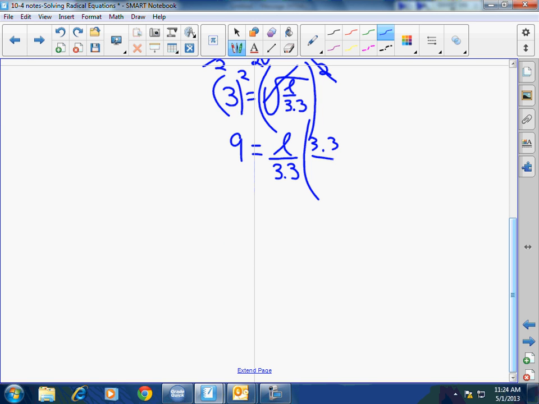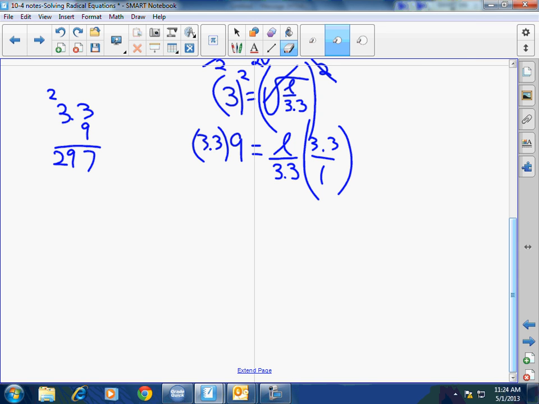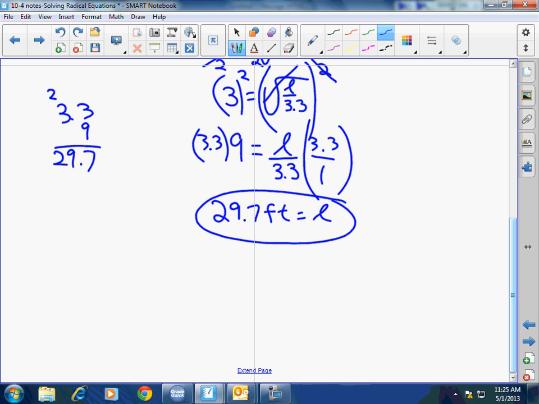Multiply 3.3 to both sides. Very good, gentlemen. And 3.3 times 9, you got a 72. Oh, that's it. There's only one decimal, boom. So I got 29.7 feet equals L. Gotta have labels, my brothers. Gotta have labels. It's not hard at all.